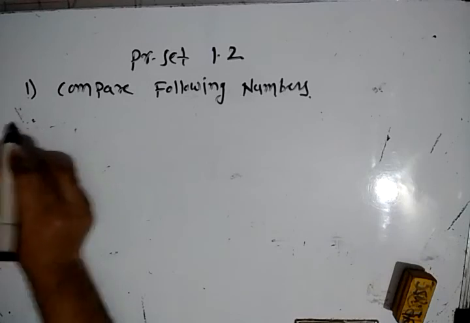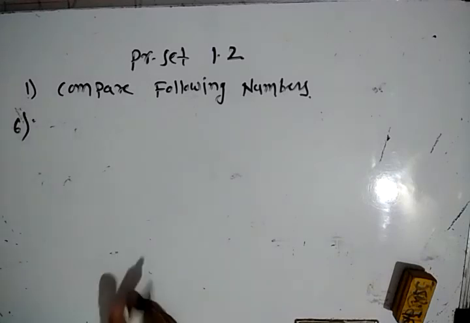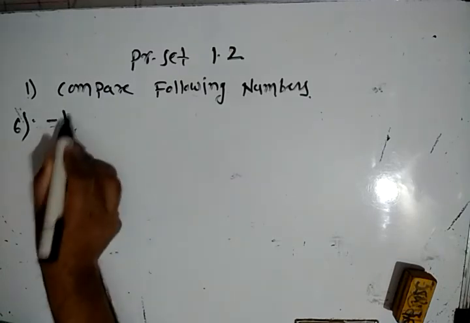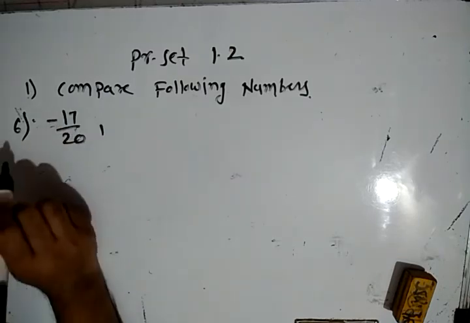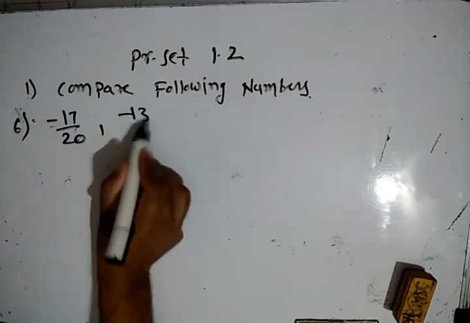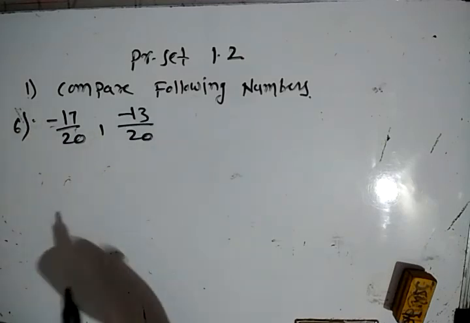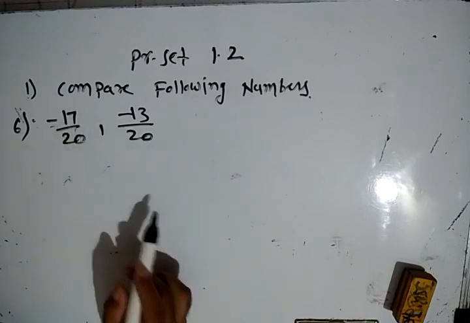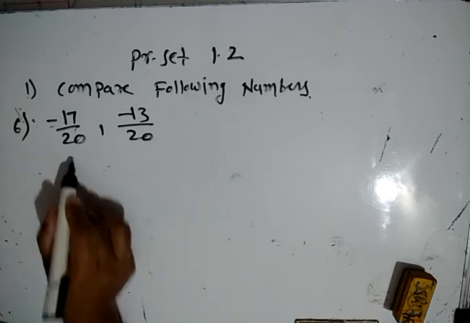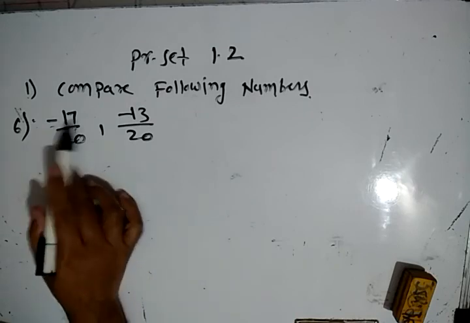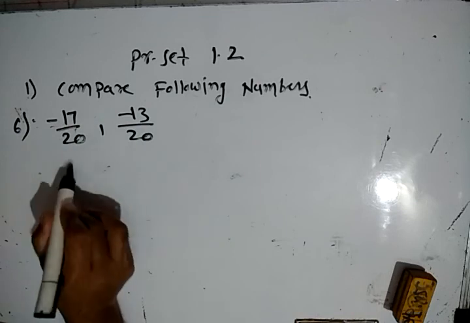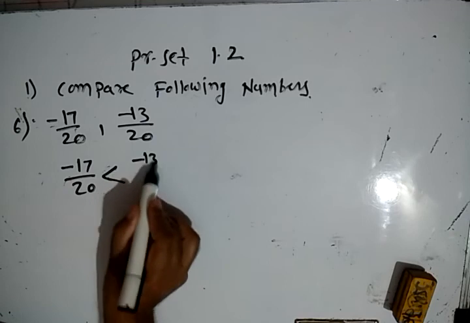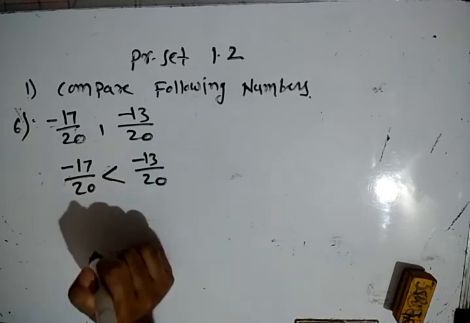Then sixth. In the sixth, minus 17 upon 20 and second, minus 13 upon 20. The denominators are same. It means we can write minus 17 is at the left of minus 13. Therefore we can write minus 17 upon 20 is less than minus 13 upon 20.